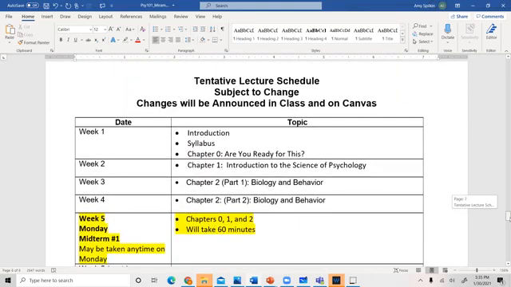And then lastly, our class is just set up in modules. So for week 1, I have the introduction, the syllabus, and then chapter 0. Are you ready for this? It's not fair there's a 0, but there is. And then week 2, we start with chapter 1, Intro to the Science of Psychology. We spend 2 weeks going over chapter 2, the biology and behavior. And then on Monday of week 5, we have our first midterm, and that'll be on chapters 0, 1, and 2. You'll have 60 minutes, and you can take the midterm anytime that day.